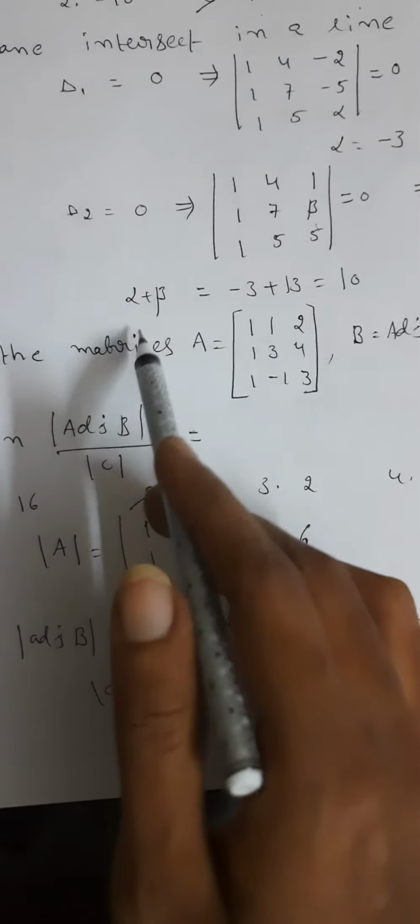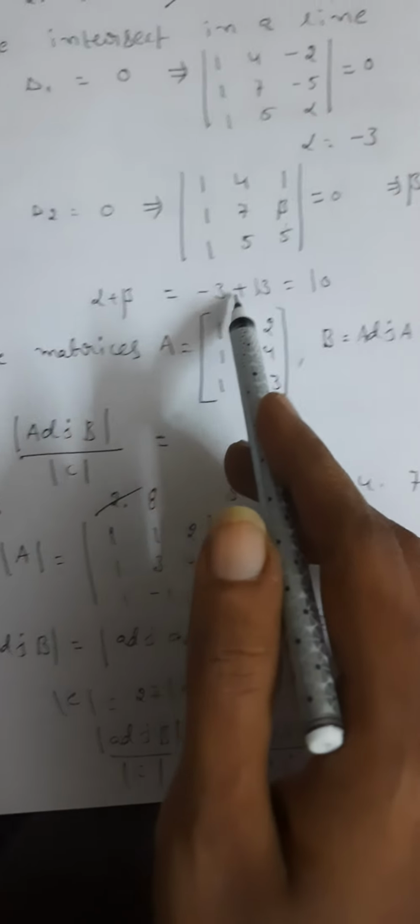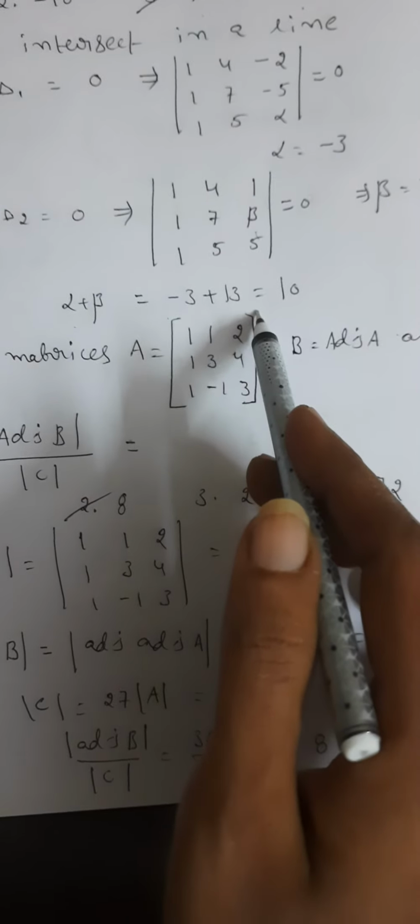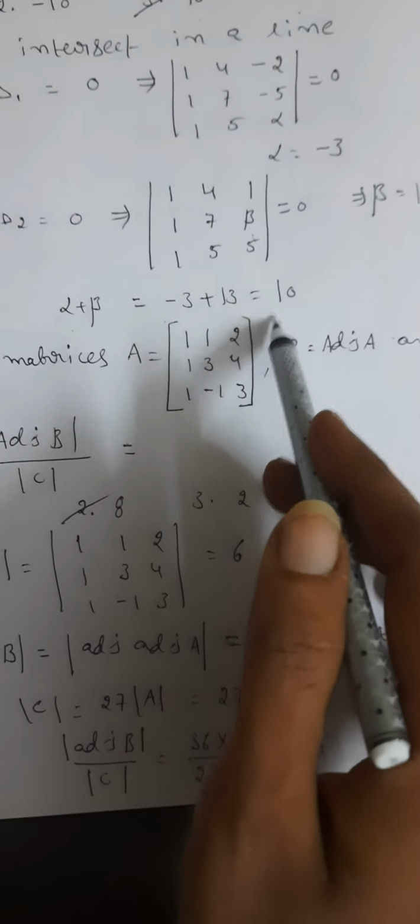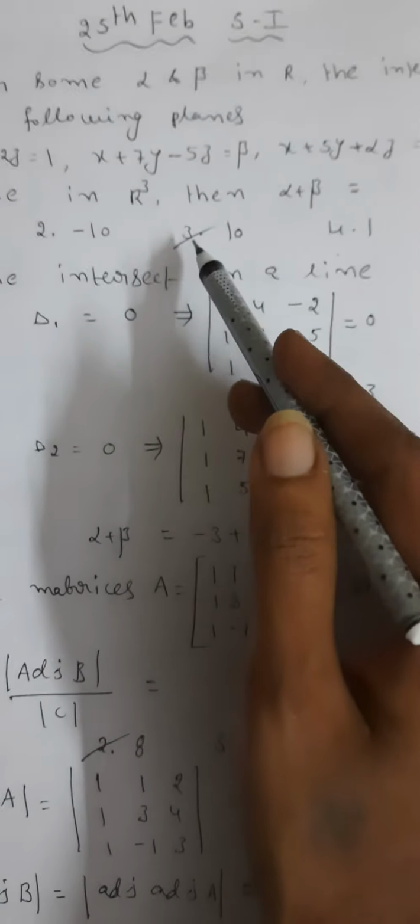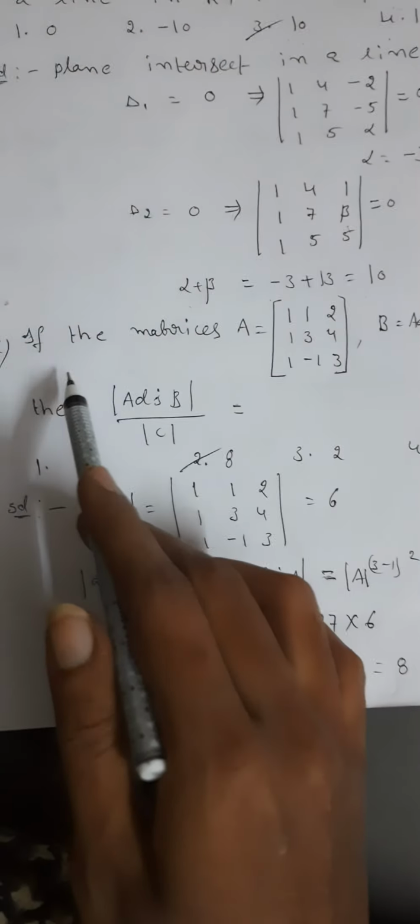So what do you want to find? Alpha plus beta is equal to minus 3 plus 13 is equal to 10. So which option was it? Third option. So 10 is the answer, third option. Next, see the next question.